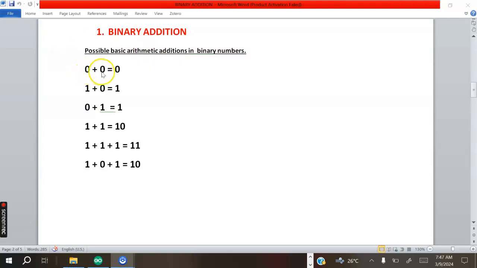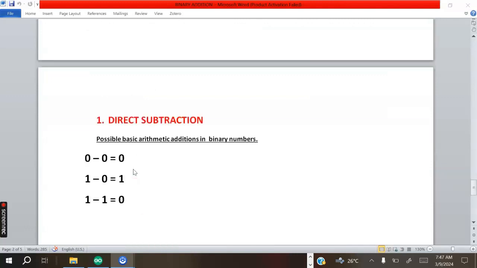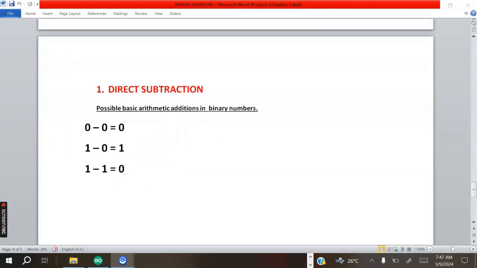For example, 0 plus 0 is always 0, 1 plus 0 is equal to 1, 0 plus 1 is equal to 1, 1 plus 1 is equal to 10, 1 plus 1 plus 1 is equal to 11, while 1 plus 0 plus 1 is equal to 10. But for this other scenario where we have the direct subtraction of binaries, these are the possible basic arithmetic subtraction rules.